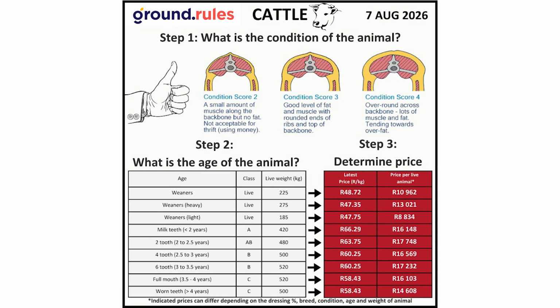But now watch what happens as the animal gets older and moves through the classes. A milk-tooth animal under 2 years, around 420 kilograms and classified as A, carries an indicated price of 66 Rand 29 cents per kilo and an estimated 16,148 Rand for the animal. A 2-tooth animal, class AB, at about 480 kilograms, is shown at 63 Rand 75 cents per kilo, approximately 17,748 Rand for an animal. 4-tooth and 6-tooth animals move over to class B, while older full mouth and worn tooth animals move into class C, where the indicated price falls around 58 Rand 43 cents per kilo.